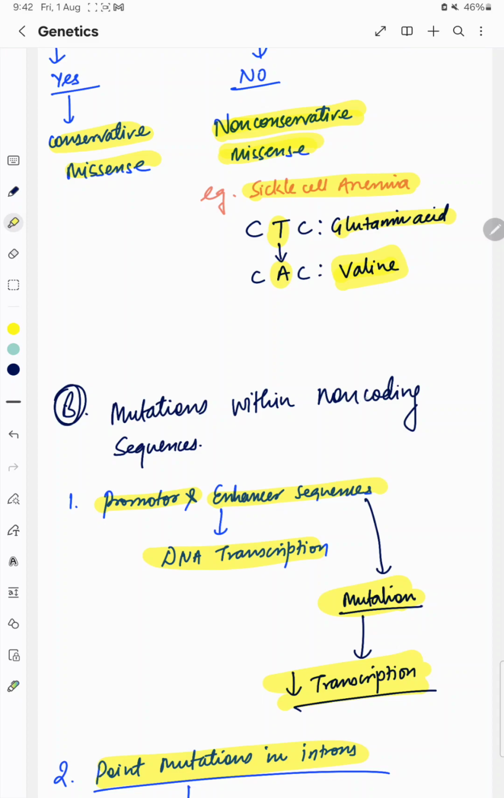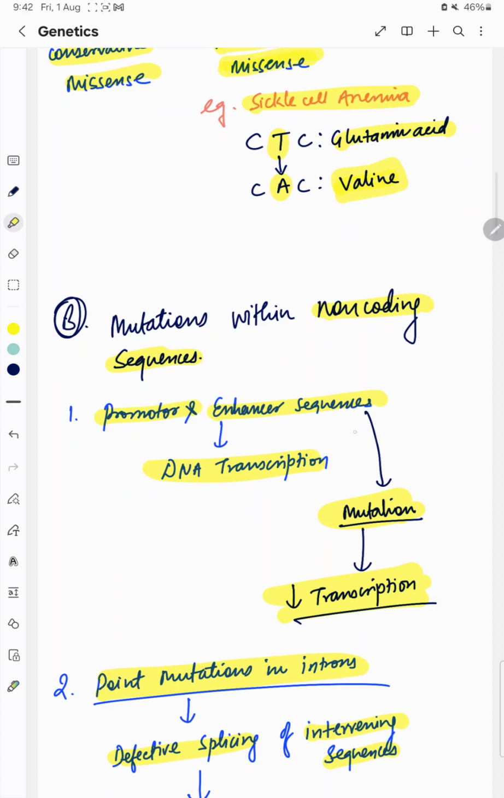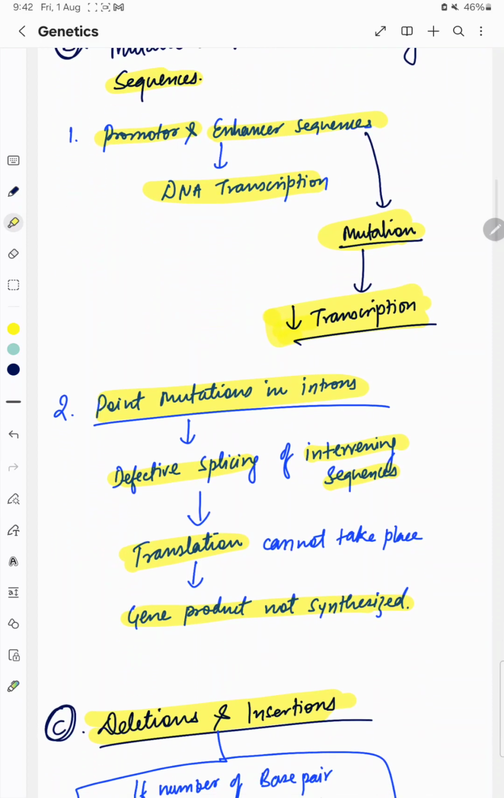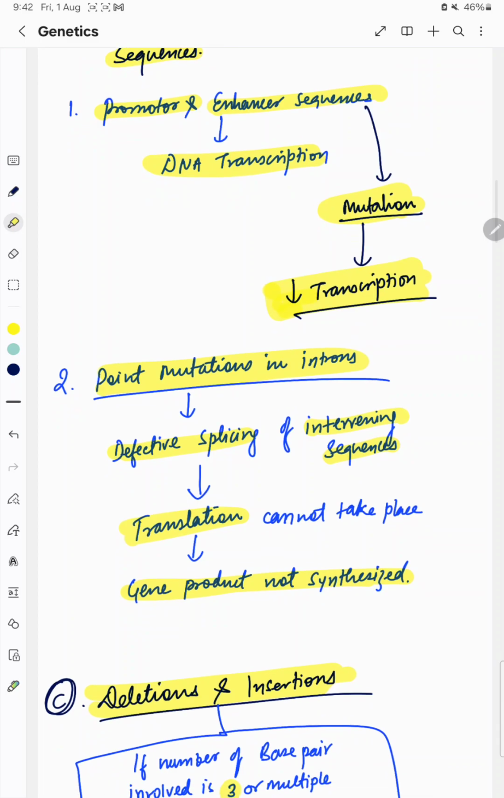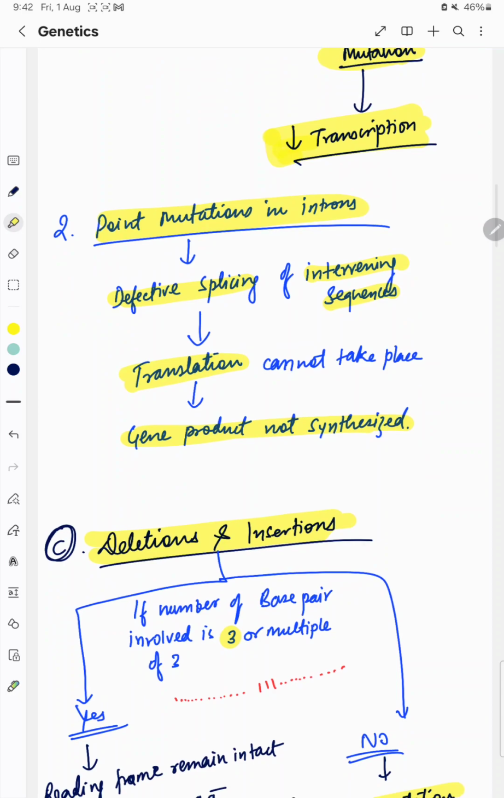Mutation within the non-coding sequences like promoter and enhancer sequences, which are responsible for DNA transcription. If the mutation occurs in a promoter or enhancer sequence, this will result in decreased transcription. Point mutation in introns, as we have discussed, introns are the non-coding sequences of a gene. This will result in defective splicing of the intervening sequences, and there will be no translation, so there will be no gene product synthesized.